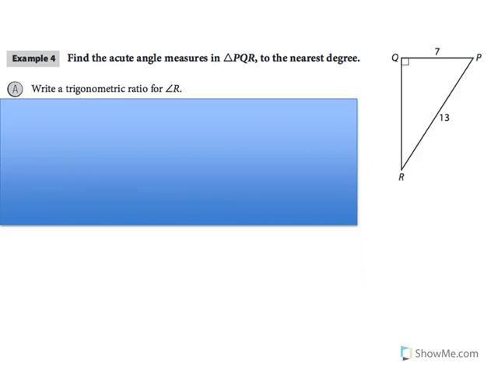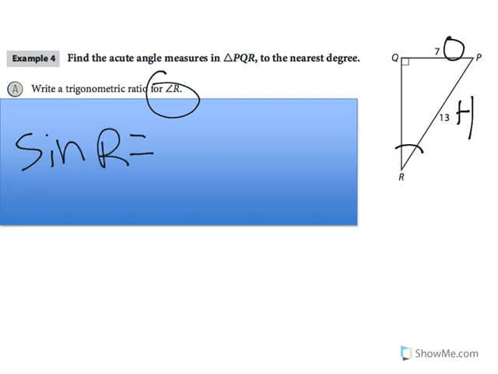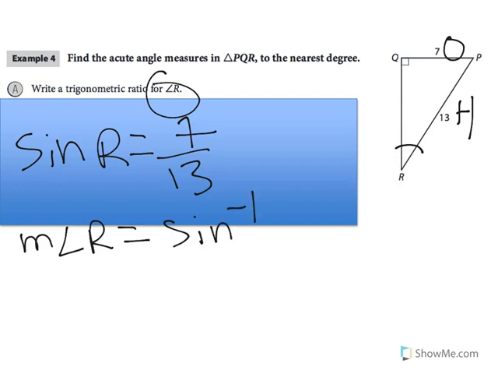Okay, for example 4, find the acute angle measures of triangle PQR to the nearest degree. Here we're looking for angle R, so we're observing from angle R. We have opposite and hypotenuse, which means we have to use sine. So sine of angle R is equal to 7 over 13. That means the measure of angle R is equal to sine inverse of 7 over 13.